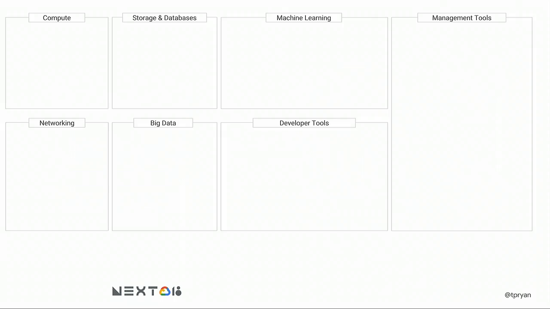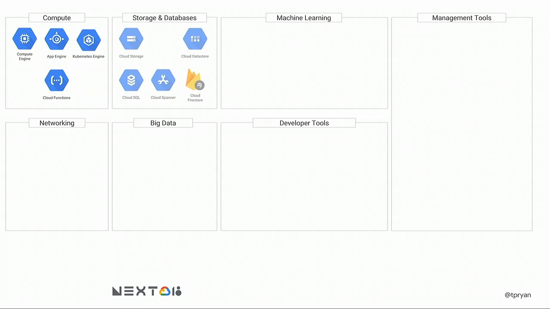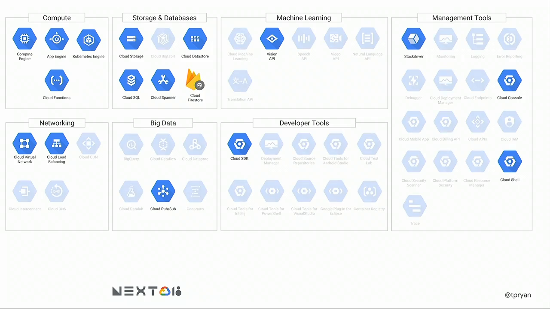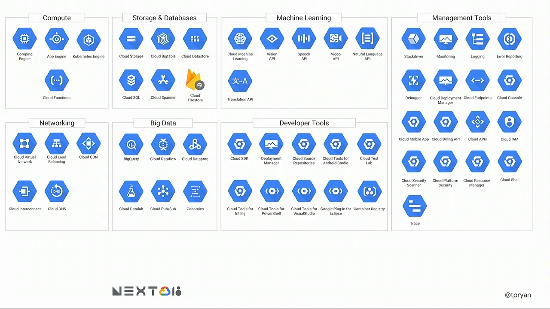Now, I switched to those hexagons because one of the things that we do is showcase all of our products. And I want to talk about just how much we didn't talk about. So we talked about a lot of the compute stuff, which is great. We talked about a number of the storage and database options. We talked about networking, and we talked about big data, the Cloud PubSub reference. Cloud Vision API, I cut a demo, so we didn't talk about that at all. We talked about Cloud SDK, we talked about some of the management tools, but the entirety of Cloud Platform is much bigger. There's a lot more stuff there.